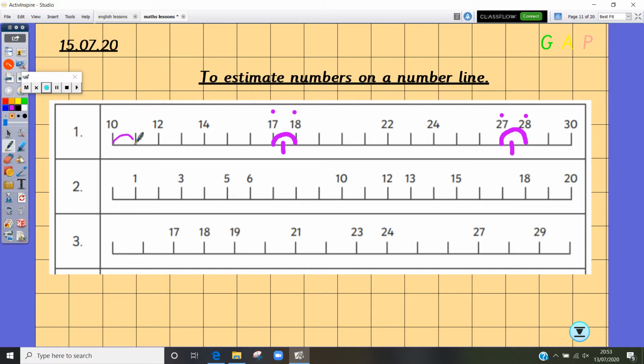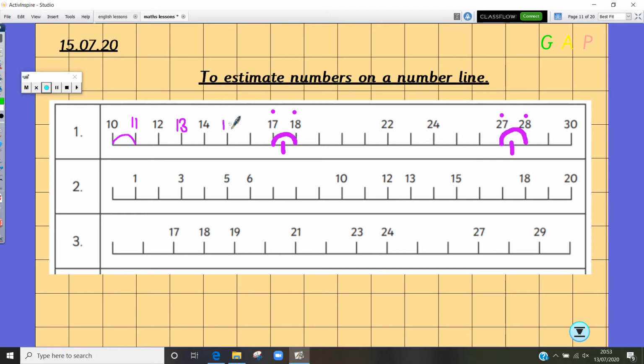So from 10 to here, my jump is going to be 11. So I've got 10, 11, 12. Then what number comes next? If you've just shouted 13, well done. So we've got 13, 14, and then you can continue to add the missing numbers to your number line. So I'm sure that if we were to carry on here, we could fill the whole of the number line up to and including the number 30.